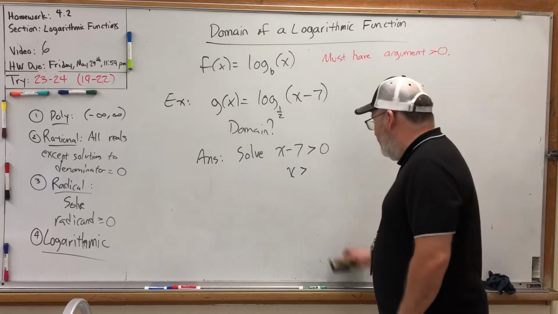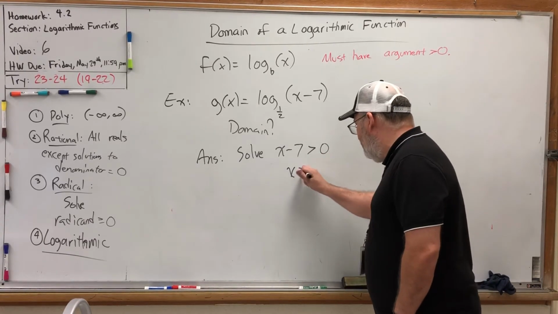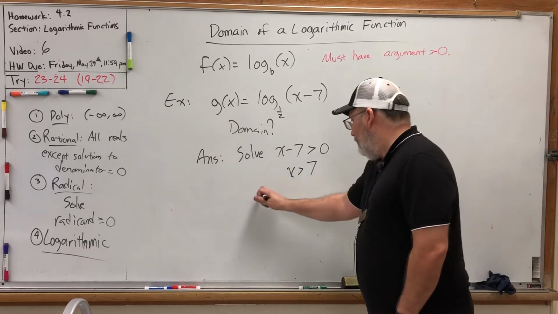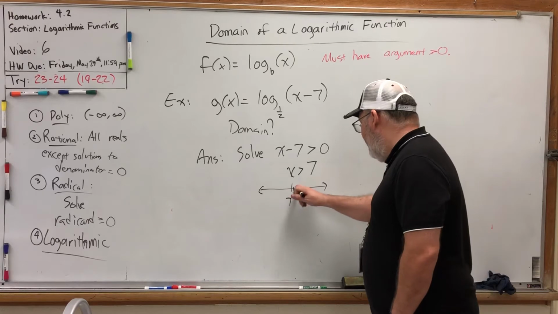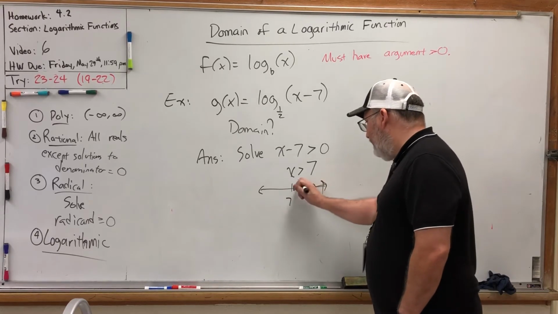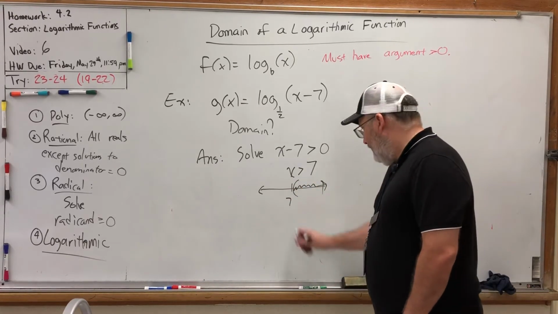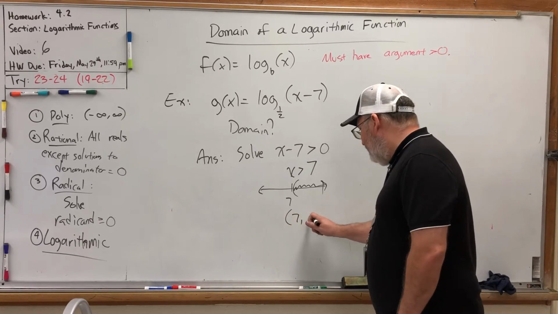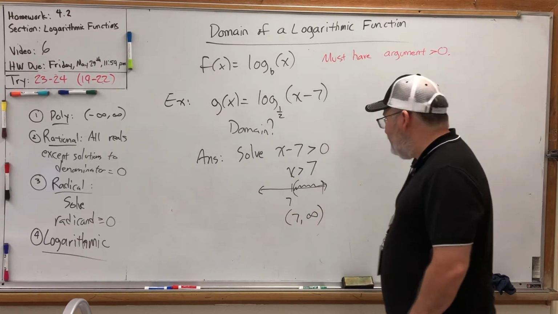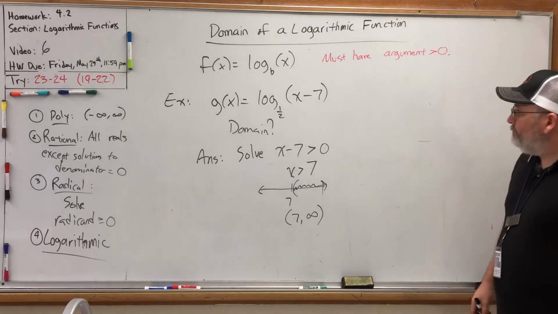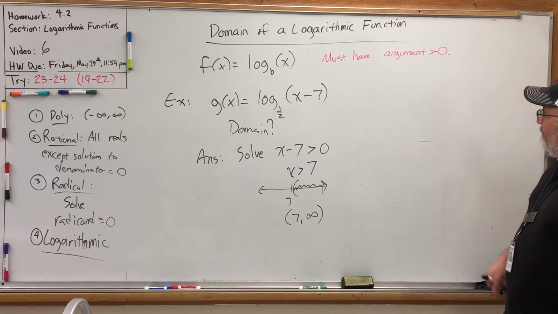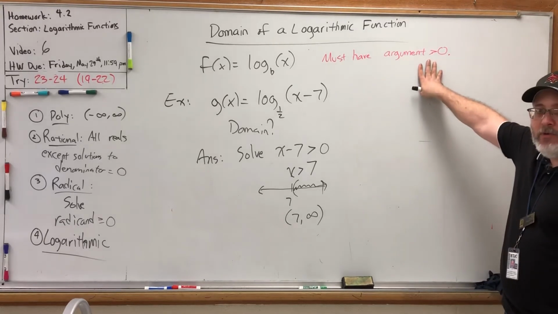My 7s and my greater thans are starting to look alike. X is greater than 7. On a number line, that's everything to the right of 7, but not including 7, so parentheses, and therefore the domain in interval form is parentheses 7, comma, infinity, close parentheses. So solving the domain of a logarithm is simply solving an inequality.